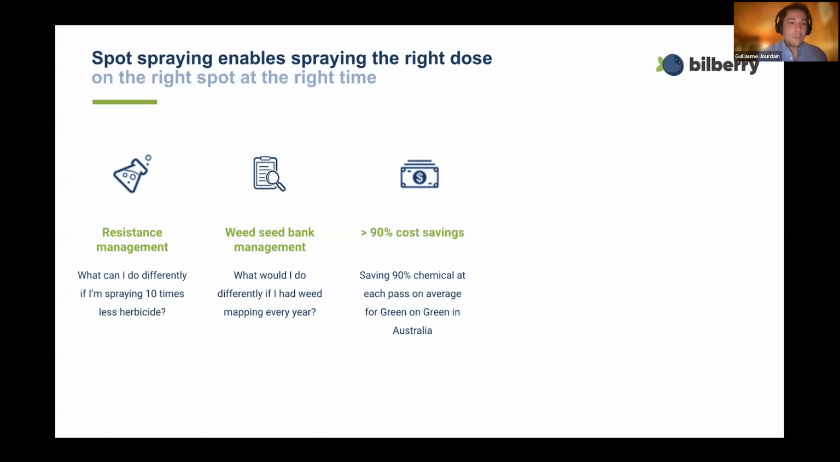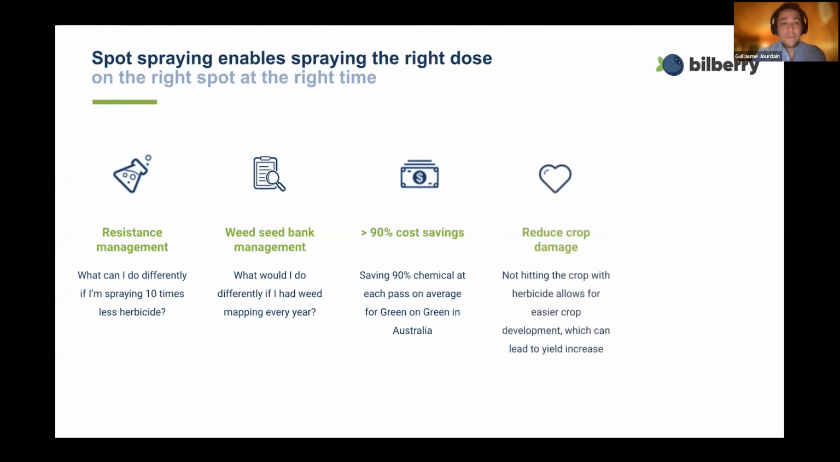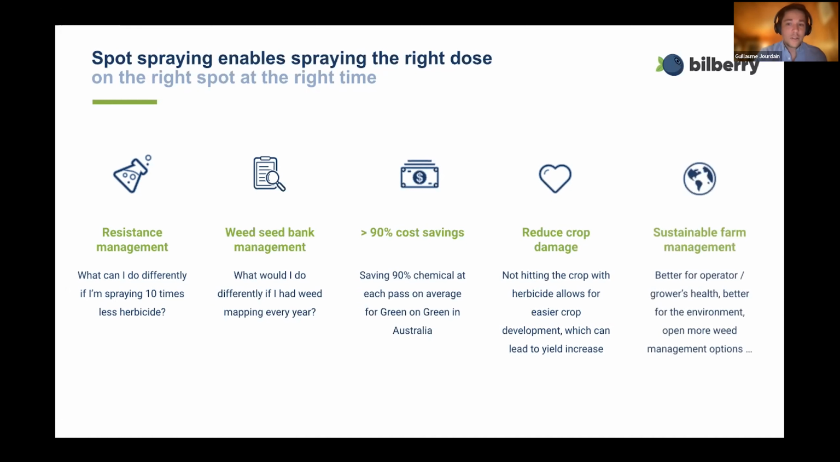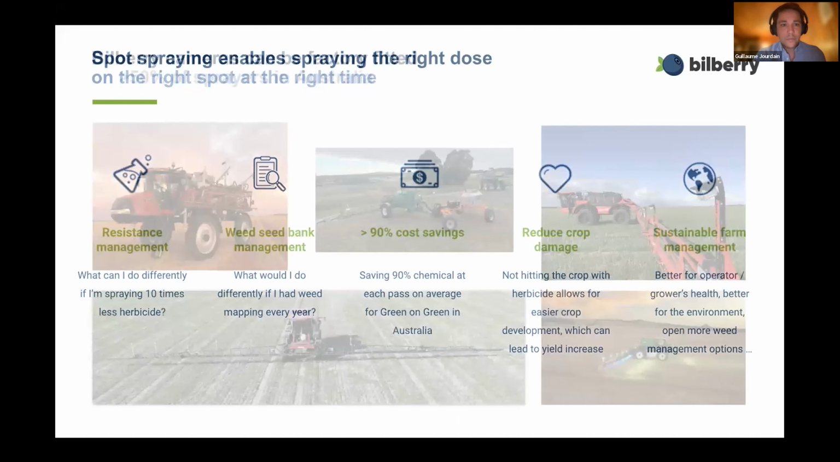And herbicide is the biggest part of the crop protection budget for Australian growers. You can also reduce crop damage, because even if herbicides are made not to harm the crop, there is still an impact on the crop. So not spraying the crop helps reduce that damage and hopefully increase yield. The last point is obviously around sustainability. Everyone wants to move towards a more sustainable world, and we need to reduce emissions and chemical usage in general. So that's a big tool to work in that direction.